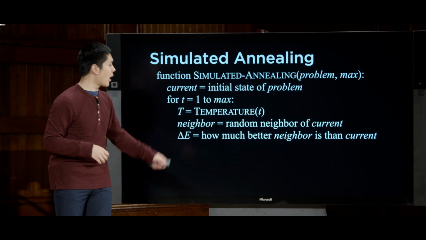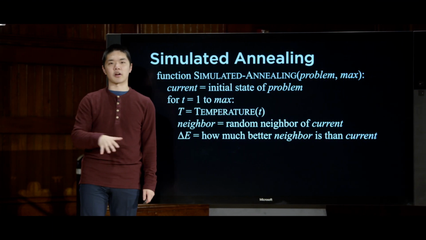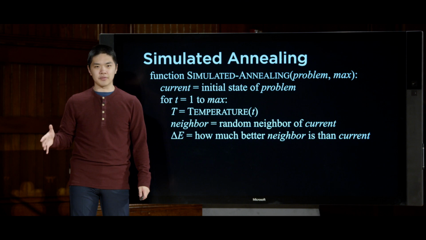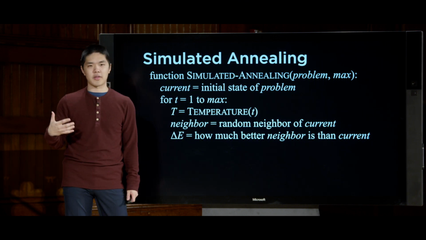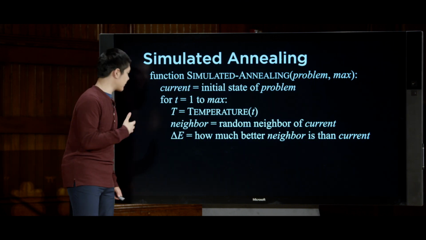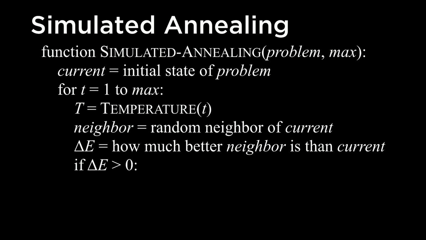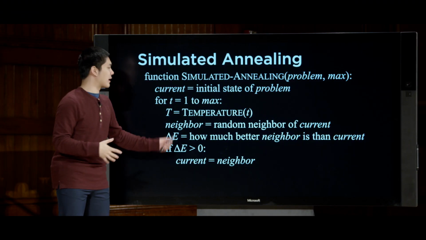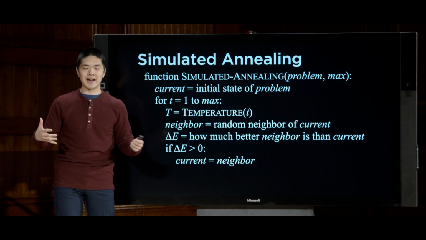So if delta E is positive, that means the neighbor is better than our current state. If delta E is negative, that means the neighbor is worse than our current state. And so we can then have a condition that looks like this. If delta E is greater than 0, that means the neighbor state is better than our current state. And if ever that situation arises, we'll just go ahead and update current to be that neighbor. Same as before, move where we are currently to be the neighbor, because the neighbor is better than our current state. We'll go ahead and accept that.